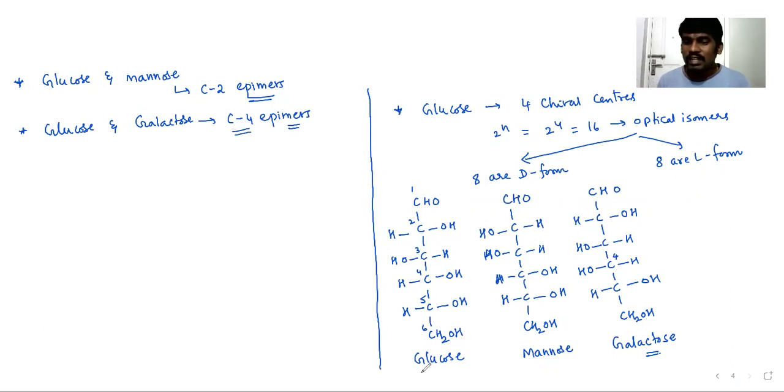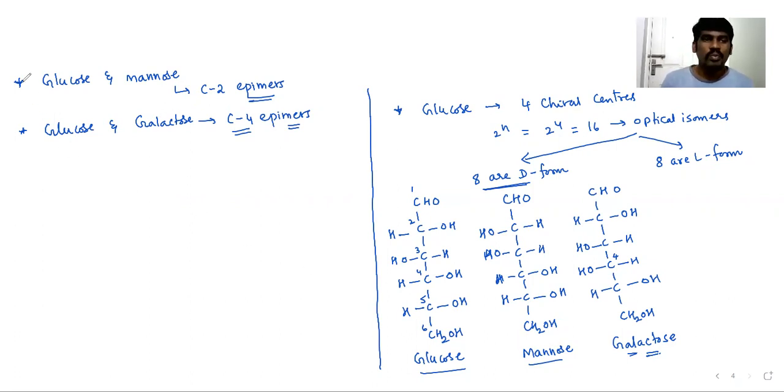All of these have the same molecular formula, but there is a difference in configuration at different carbons. But all of them are D forms only. I'm talking about these 8 D forms. Out of those 8 D forms, how many have we written so far? 3 we have written. Still 5 are there. 8 are D forms and remaining 8 are L forms. Both these are enantiomers to each other. That's why those are optically active.